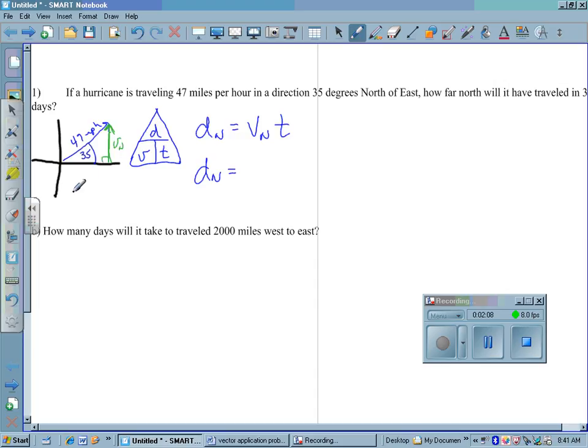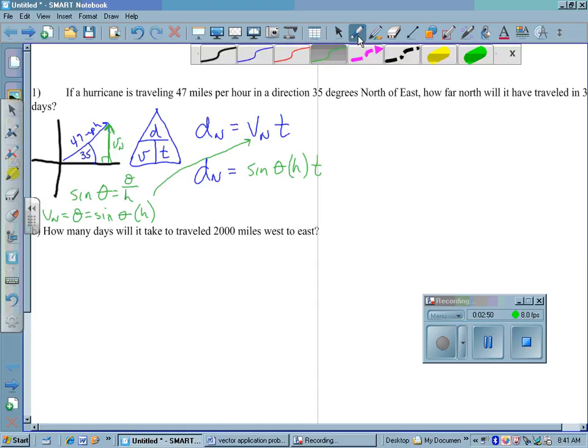Well, let's not forget our SOHCAHTOA stuff. Remember the sine of theta equals opposite over hypotenuse? So if you want to find the opposite side, which is equal to the velocity in the north direction, that's going to be equal to the sine of theta times the hypotenuse. So that's what I'm going to put up here, and I'm going to plug that in for V. So I could say that the distance in the north direction equals the sine of theta times the hypotenuse times the time.